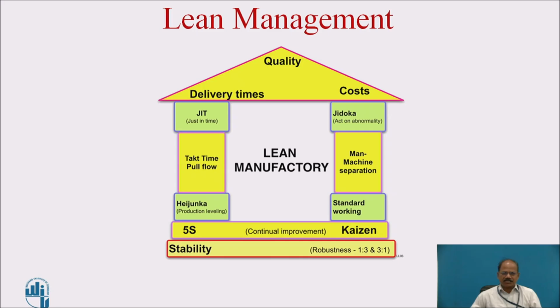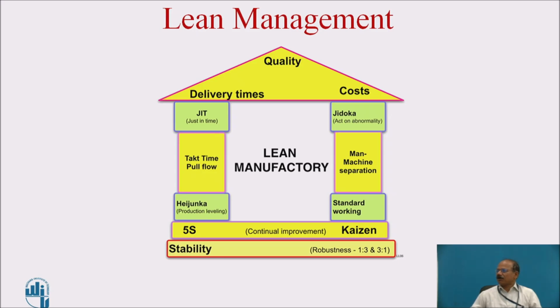On the left hand side you can see just in time. The other one is TAKT time or pull flow, and in addition to that at the bottom you will find production leveling. On the right hand side you can find act on abnormality, man-machine separation and standard working. At the bottom or the footing you can see there are continual improvement tools such as 5S and Kaizen.